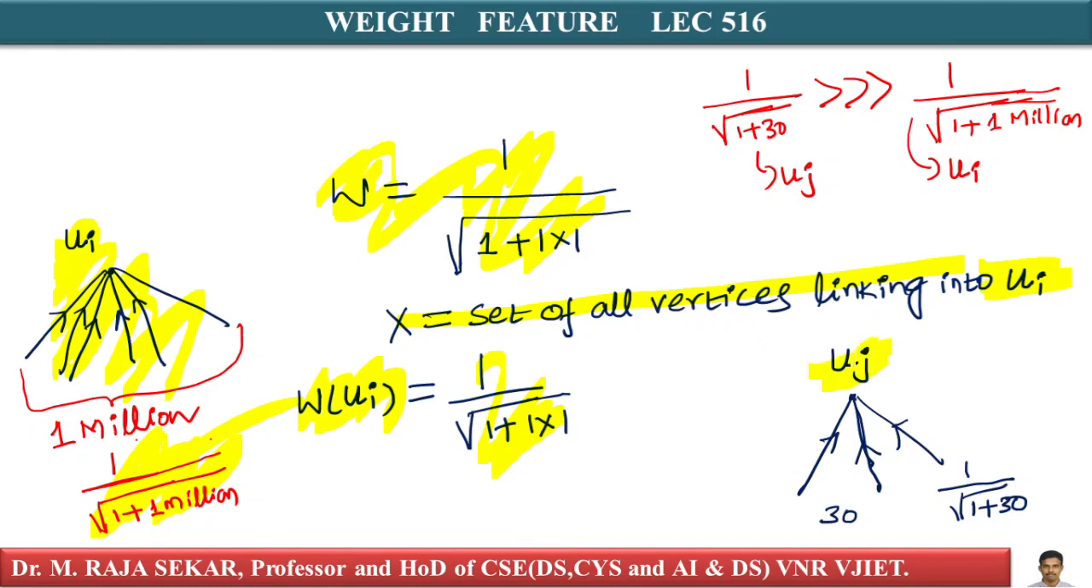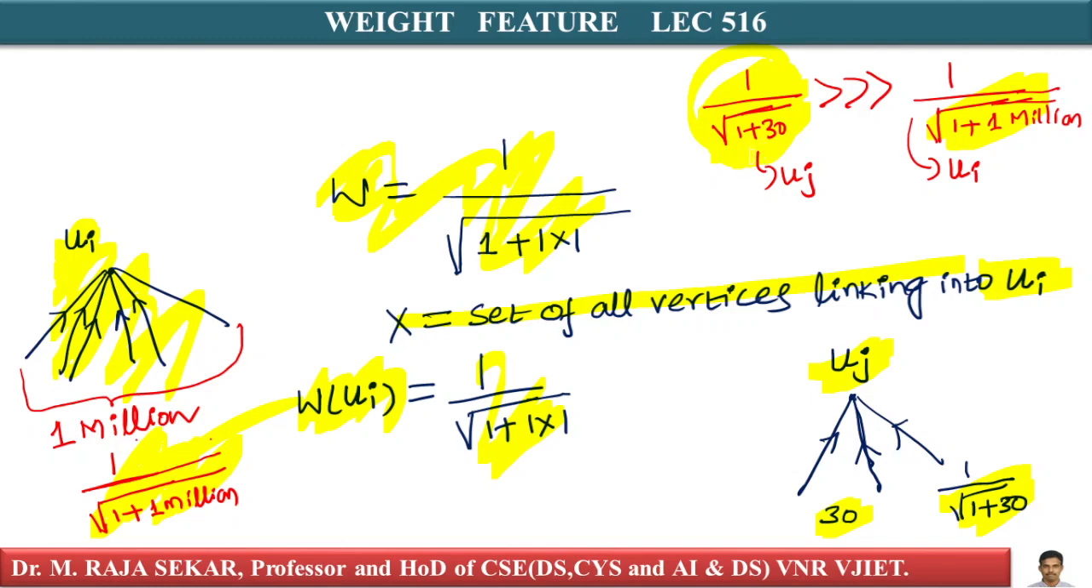For a normal person like me, assume 30 persons are linking into me. Let it be UJ. Then the value is 1 by square root of 1 plus 30. Obviously, 1 by square root of 1 plus 30 is much larger than 1 by square root of 1 plus 1 million, because the denominator is small, so the overall value will be larger. Here 30 is the number of vertices linking into UJ.